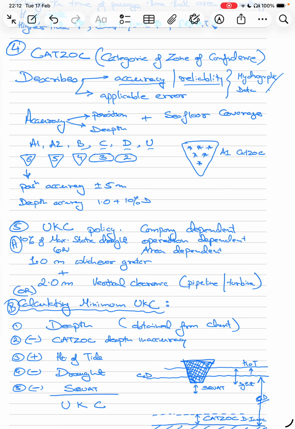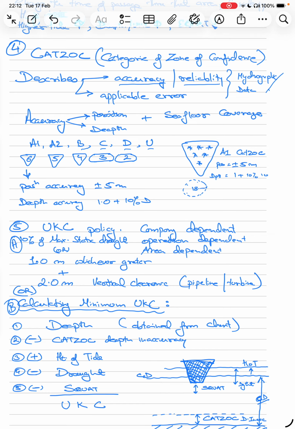For A1 CATZOC, the accuracy of position is plus minus 5 meters, and the depth accuracy is 1 meter plus 10% of the depth. So that means for position accuracy, if the position of that particular place has been given as like this 18 meters, it will not be exactly there; in a radius of 5 meters, it can be here, here, here, anywhere.